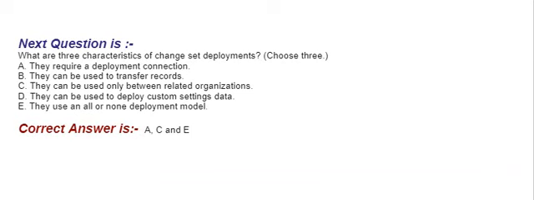Coming to the next question. What are three characteristics of change set deployments? Choose three. Option A. They require a deployment connection. Option B. They can be used to transfer records. Option C. They can be used only between related organizations. Option D. They can be used to deploy custom settings data. Option E. They use an all or none deployment model. Correct answer is option A, C, and E.